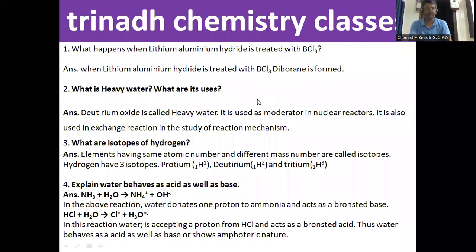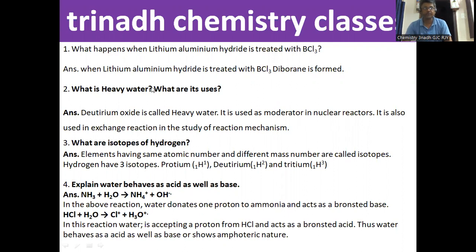Next one is, what happens when lithium aluminium hydride is treated with boron trichloride? When lithium aluminium hydride is treated with boron trichloride, diborane is formed.